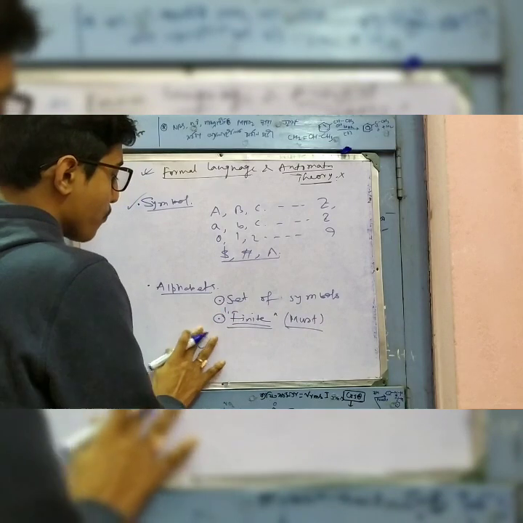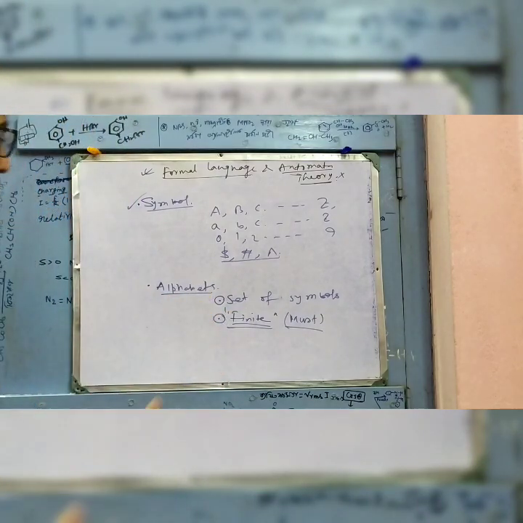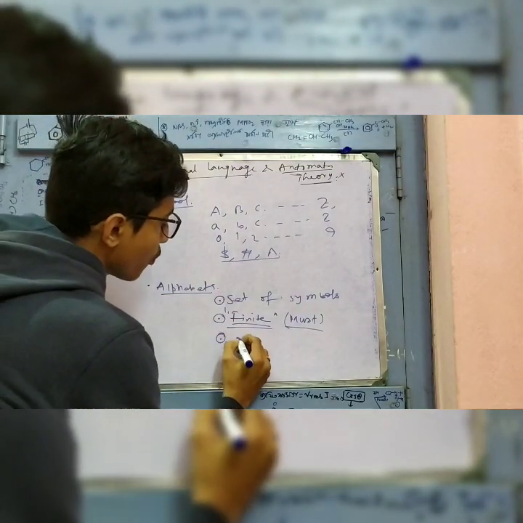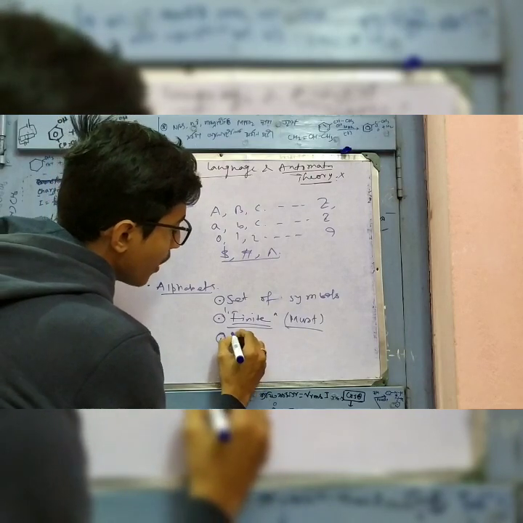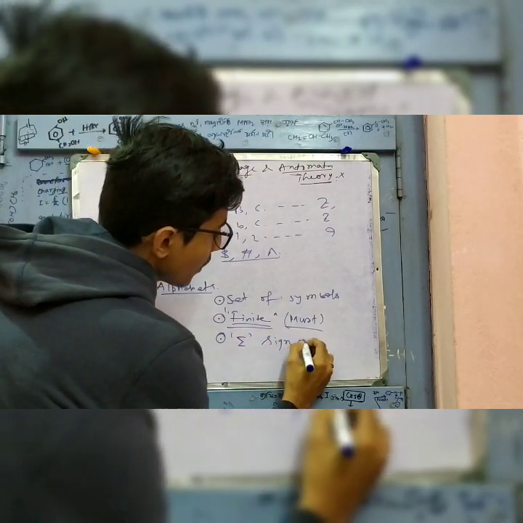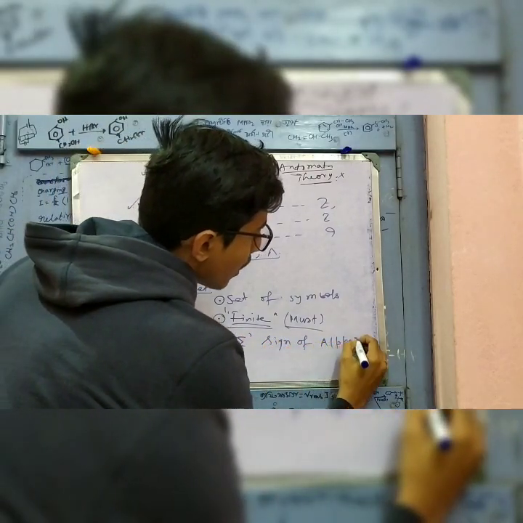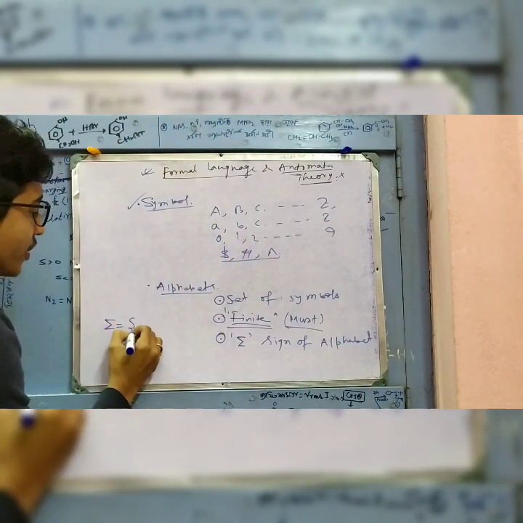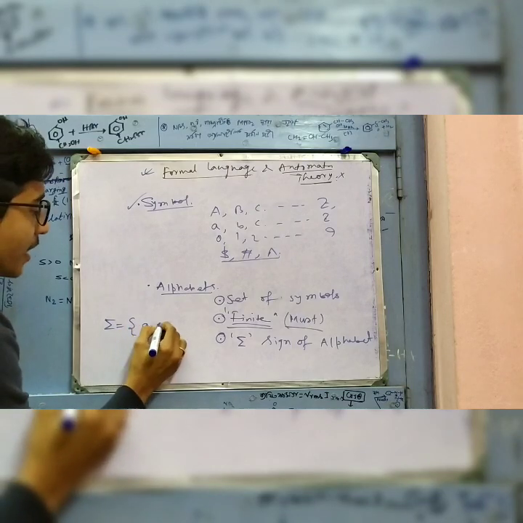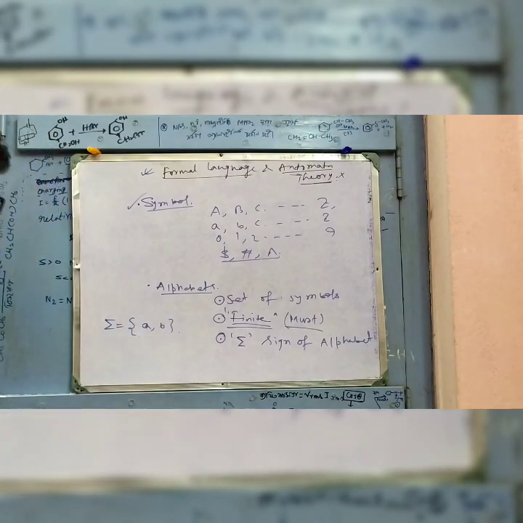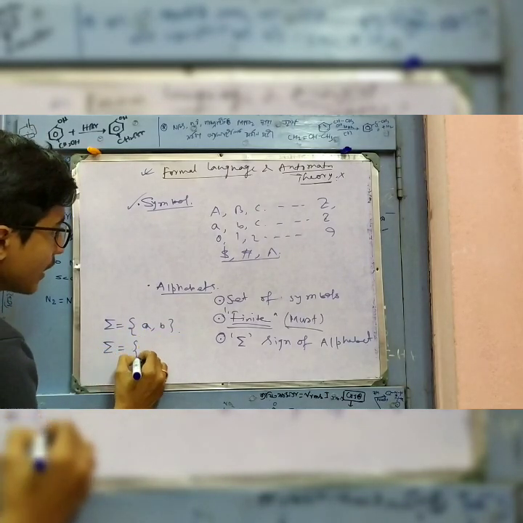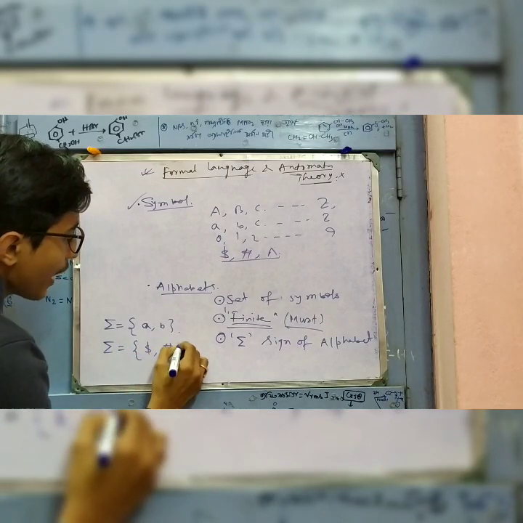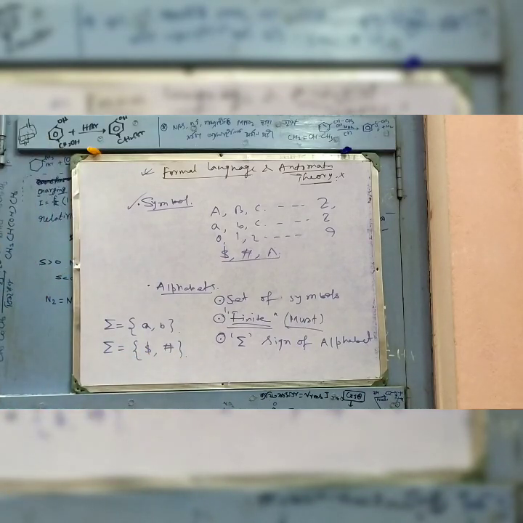Suppose this alphabet is given by the sign of sigma. This is the sign of alphabet. Now let's take an alphabet using two symbols, let's say a, b. This is an example of an alphabet. You can also say this is also an alphabet. Why is this finite?